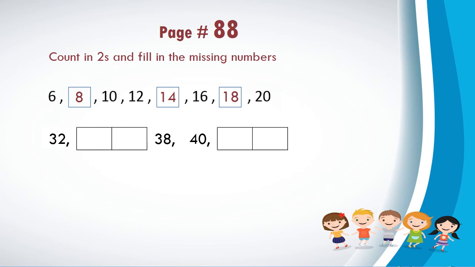Now, when we start with the number 32, we skip number 33 and write 34. Skip number 35 and write 36. Skip a number after 40, we will write 42. Skip number 43 and write 44.